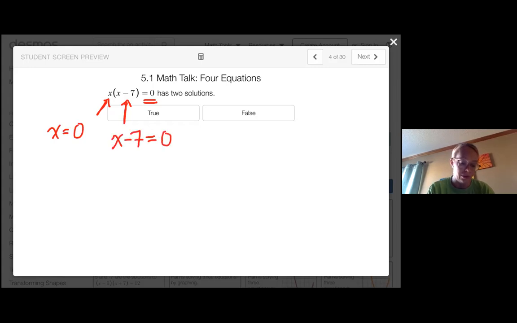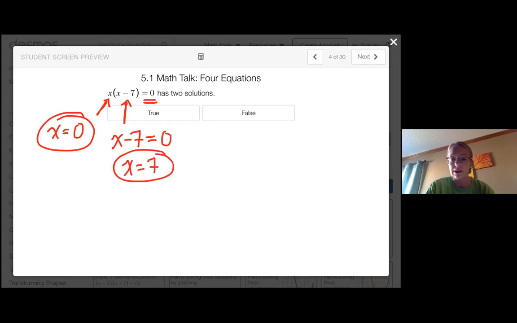Well, there's one solution, and then here's your other one. That would be 7, because 7 minus 7 is 0. So does it have two solutions? Yes, it sure does. In this case, true. It has two solutions.